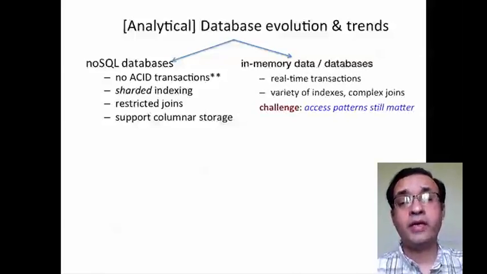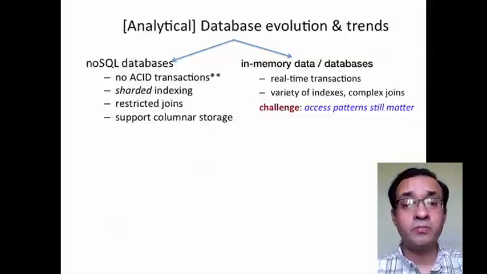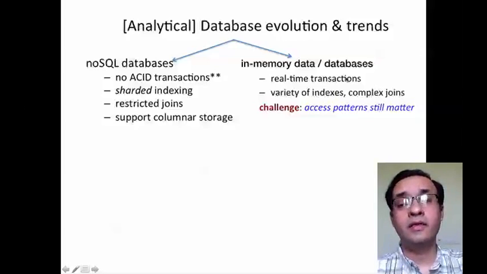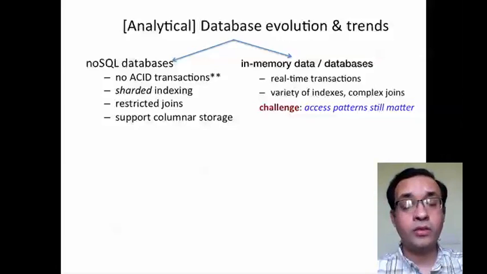On the other hand, there's another trend in the analytical database world, which is all about in-memory databases. So in-memory databases allow real-time transactions. They allow a variety of indexes and complex joins. The problem is that even as in-memory databases are great for very fast query processing and also large-scale transaction processing, it's back to the same problem of the number of possible options you can explore while doing slicing and dicing. You just can't do too much if your data is very wide.